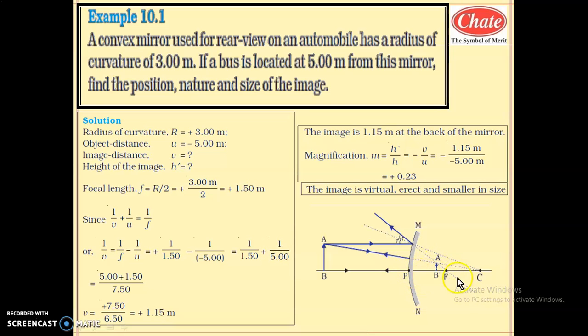So how much is the focal length? In this problem, the focal length was 1.5 meter. So see, V should be less than this focal length. Focal length is this much distance. V will be the position of the image from the pole. Now it must be less than this distance, which means 1.5. So it will be 1.15 meter, which means your calculation is correct. This diagram is correct. You can cross-check each question by the diagram.